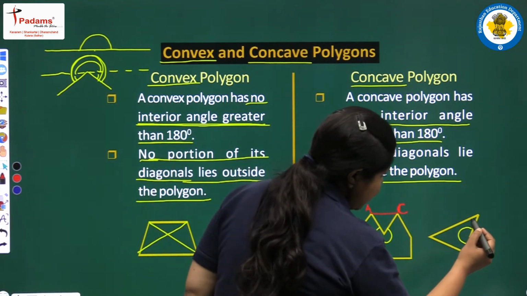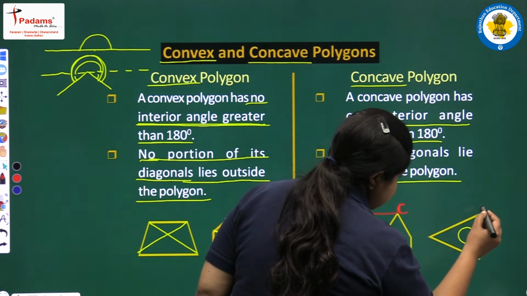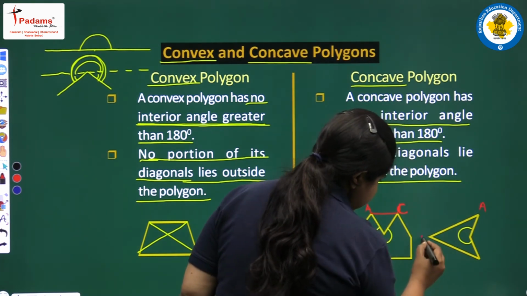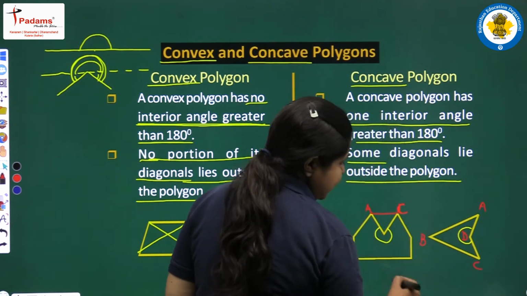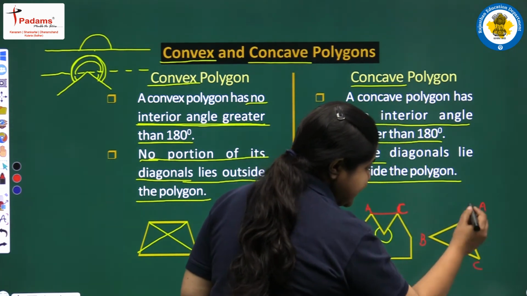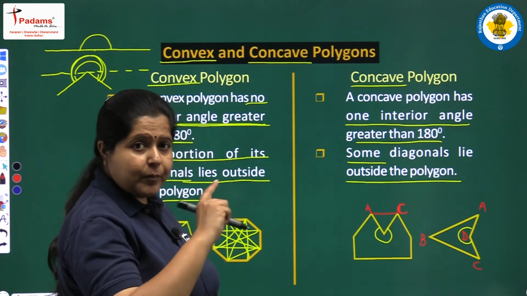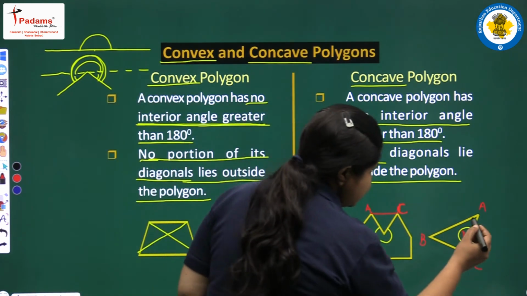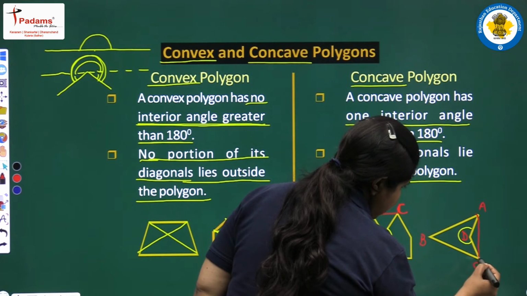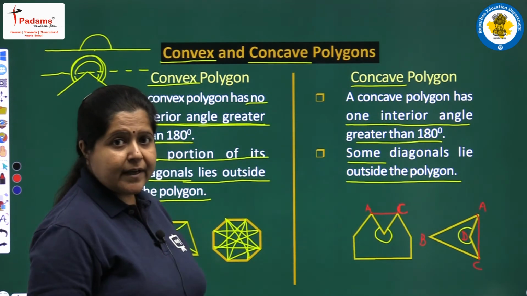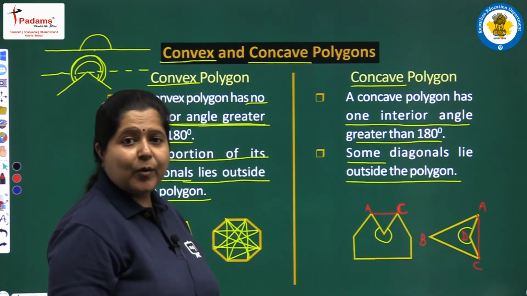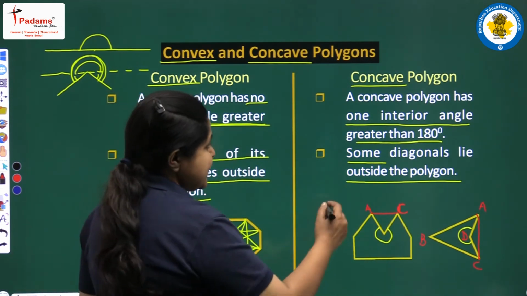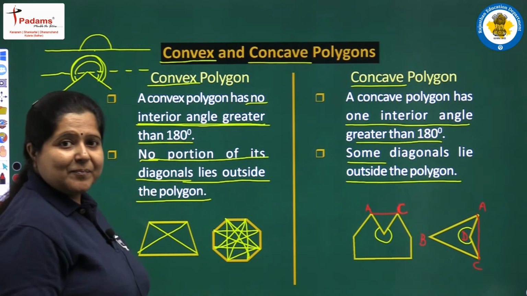Let us join here also these two vertices. Let it be A, B, C and this one in the middle be D. If we join A and C, you can see A and C are opposite vertices. This is a diagonal of this figure and it is lying outside the polygon. So, some diagonals lie outside the polygon.